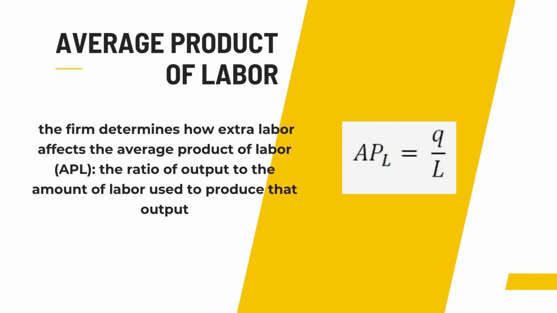The average product of labor. The firm determines how extra labor affects the average product of labor, the ratio of output to the amount of labor used to produce that output.